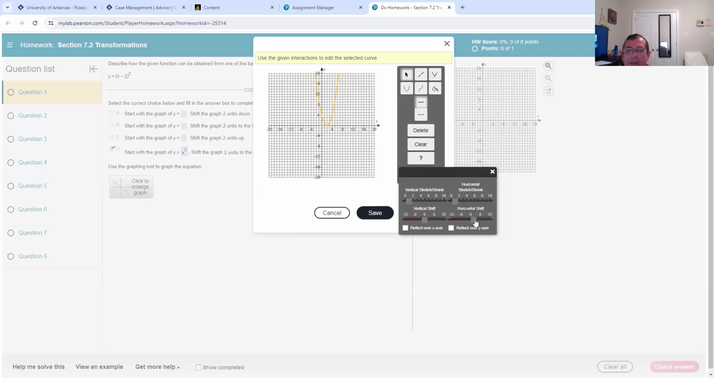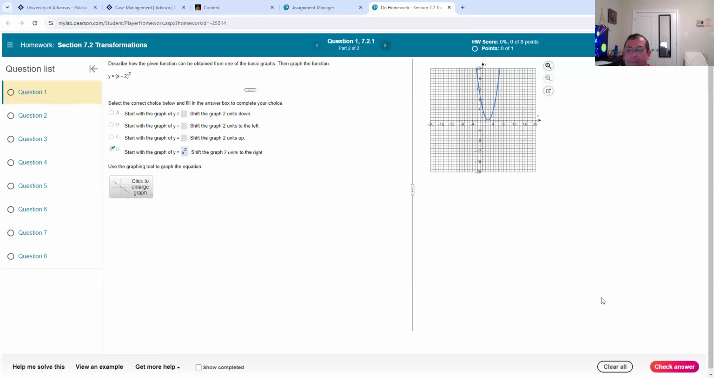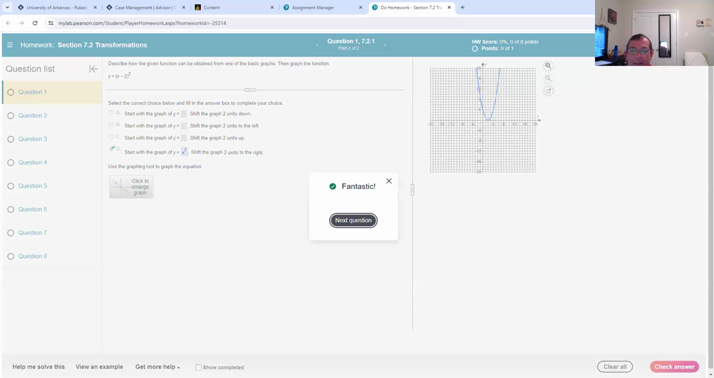So I'm just gonna go back to 2. So I've moved it 2. That's the only move we had on this one. Save it and then check your answer.